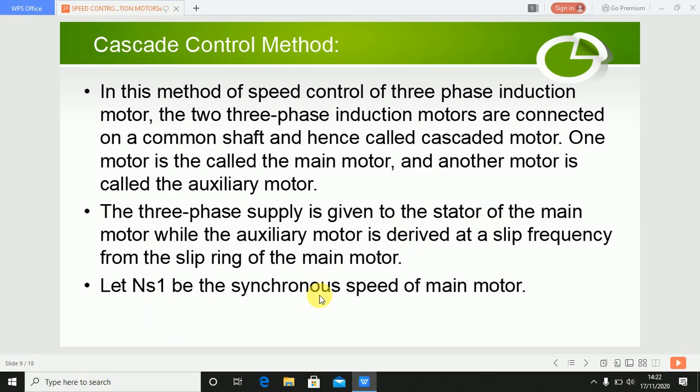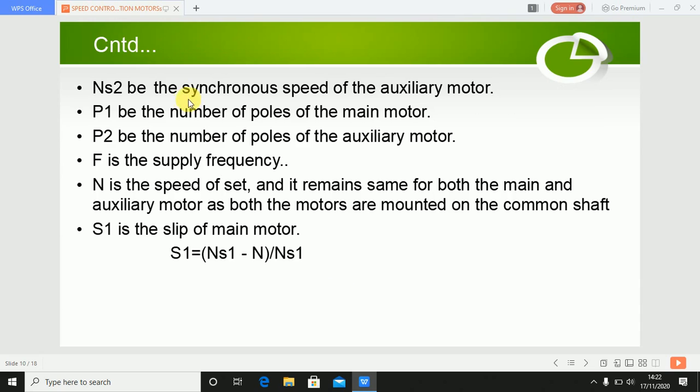Let NS1 be the synchronous speed of the main motor and NS2 the synchronous speed of the auxiliary motor, and P1 and P2 be the number of poles of the main motor and the auxiliary motor. F is the supply frequency, and N is the speed, which is the same for both the motors as they are connected on a common shaft.